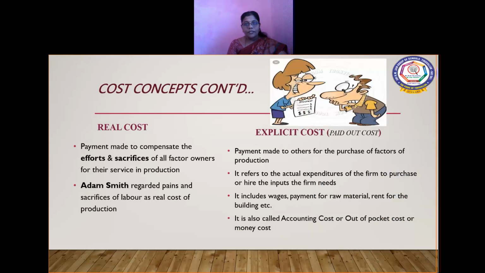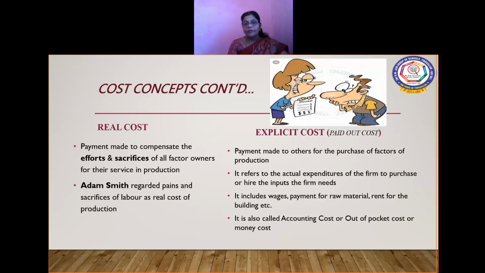Now we are going to discuss real cost. Real cost refers to the payment made to compensate the efforts and sacrifices of all factor owners for their services in production. It includes the efforts and sacrifices of landlords in the use of land, capitalists to save and invest, and workers in foregoing leisure. So Adam Smith regarded pains and sacrifices of labor as the real cost of production.